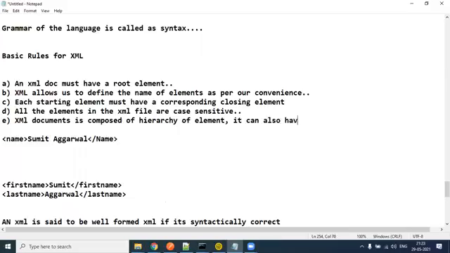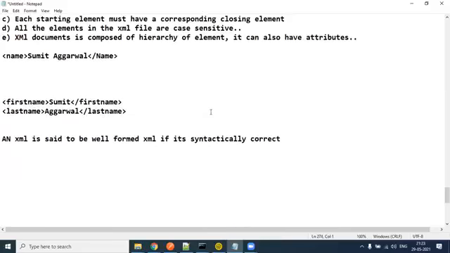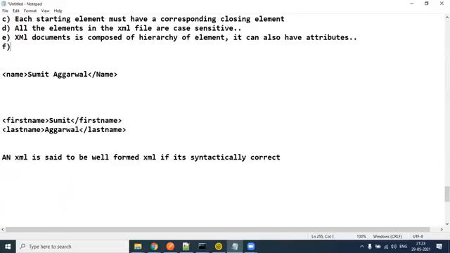It can also have attributes. We'll talk about it. So these are some of the basic rules you need to keep in mind, and after that, you're good. There's one more, which I forgot. I should have told this first.